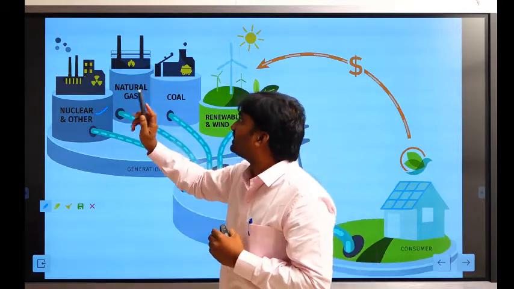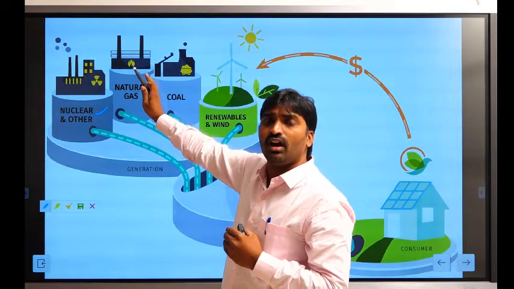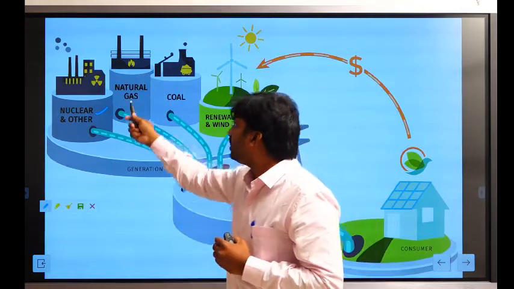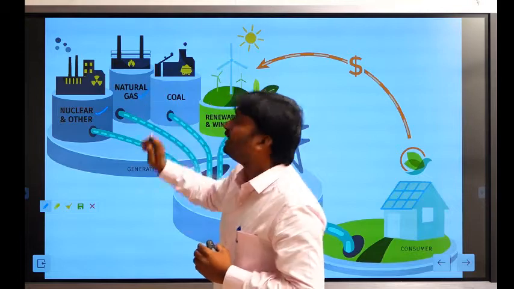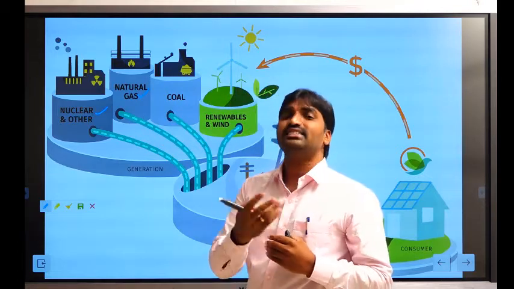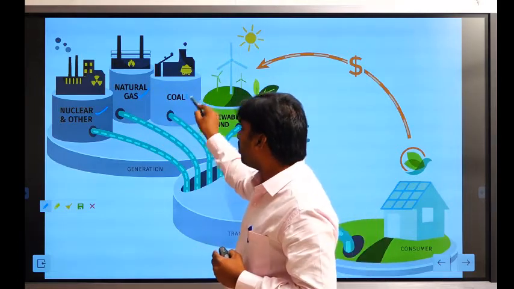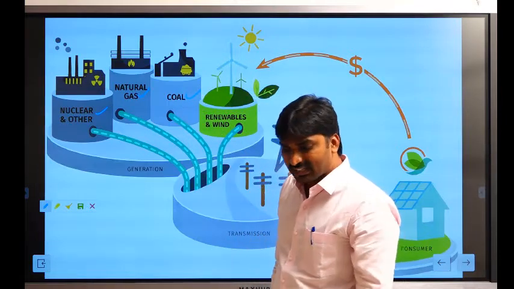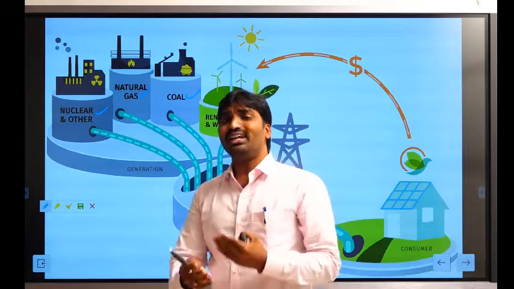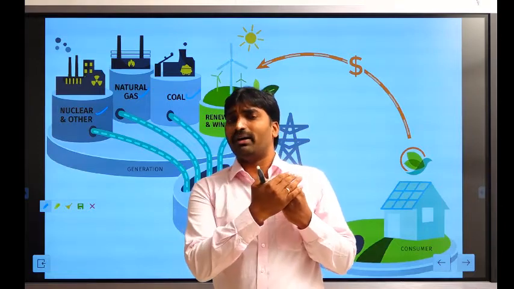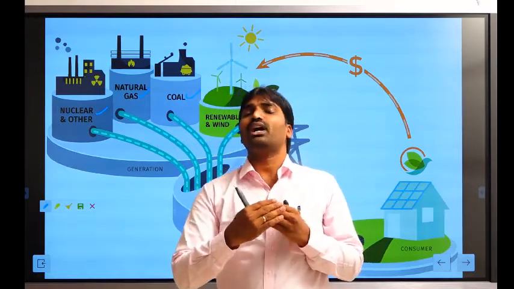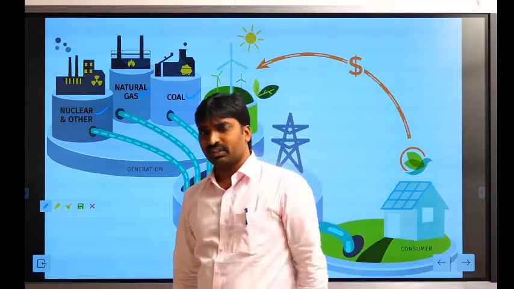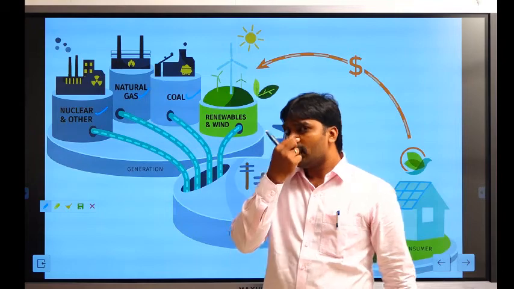And what about natural gas? Here also the same concept: we are converting the liquid to steam. Here we are using natural gas as a fuel for generating the steam. And what about coal? A coal power plant also has the same principle. Here we are using coal as fuel. Coal is burned, and due to the burning it releases some amount of heat energy. That heat energy is absorbed by the water, and the water is converted into steam.